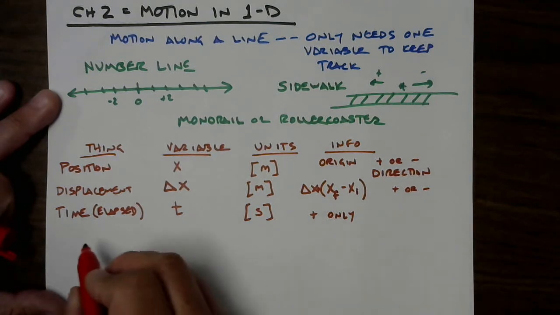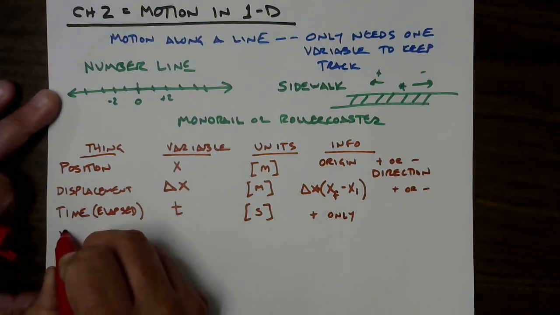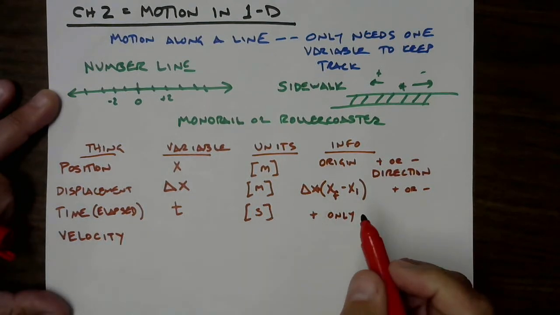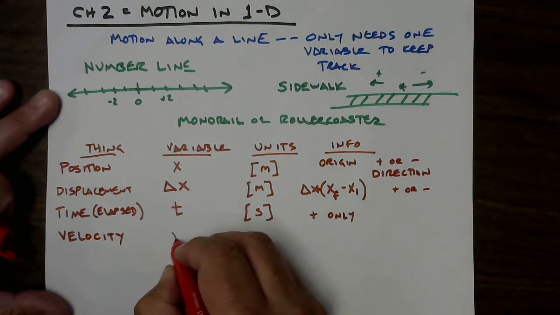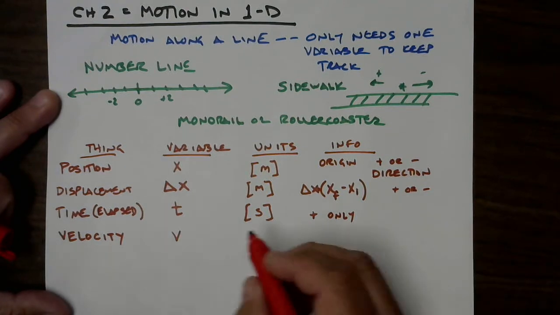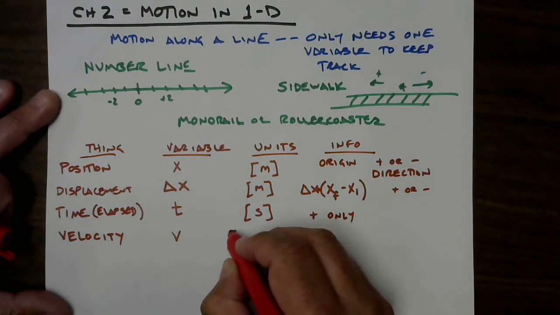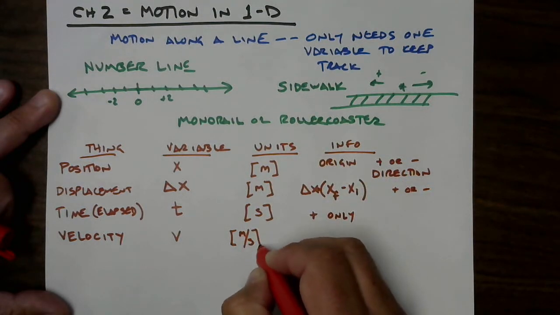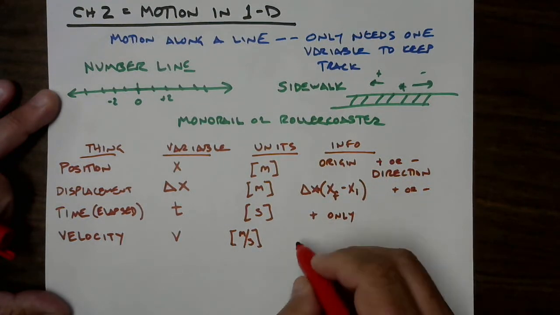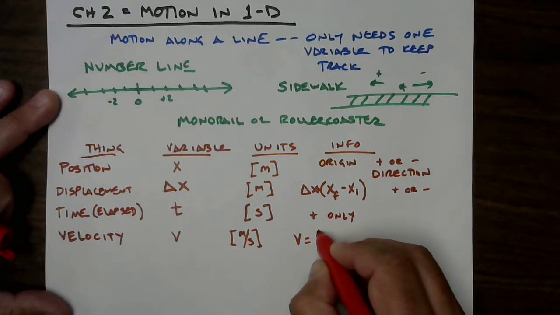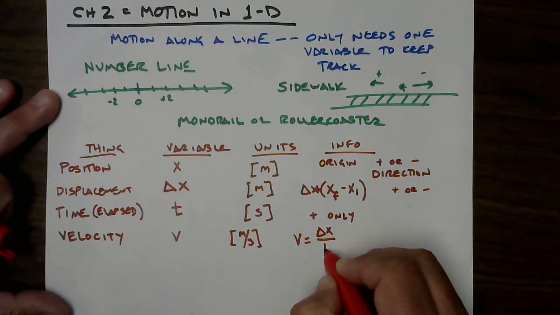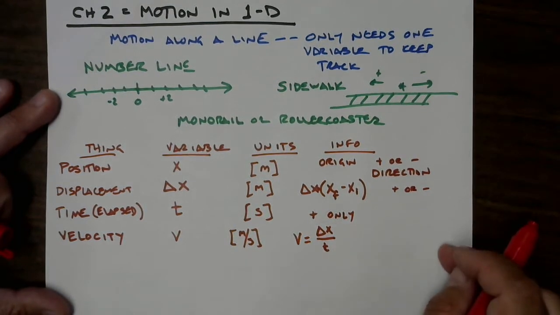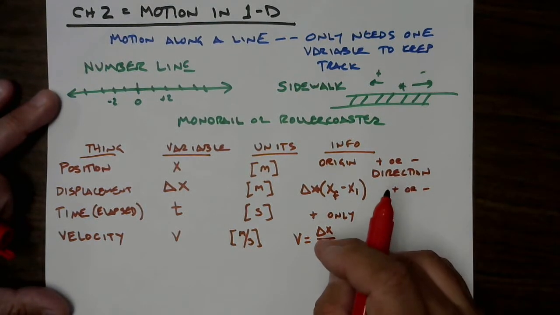Okay, into the meat of the matter, we have a new thing we can define called velocity. Velocity is very much akin to speed, and it gets the letter V. Velocity will be measured in meters divided by seconds, or meters per second. And that's because velocity is defined as the displacement divided by the time. This is the most basic thing you can do. How far did you go and how much time did it take? That's an indication of how fast you're going.